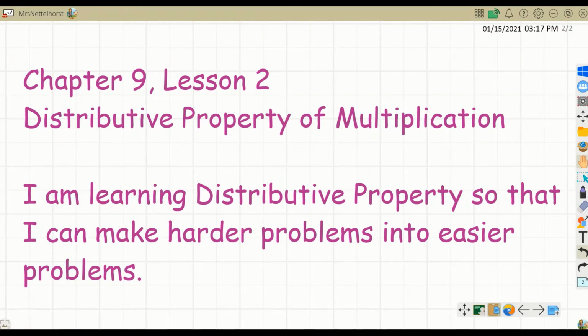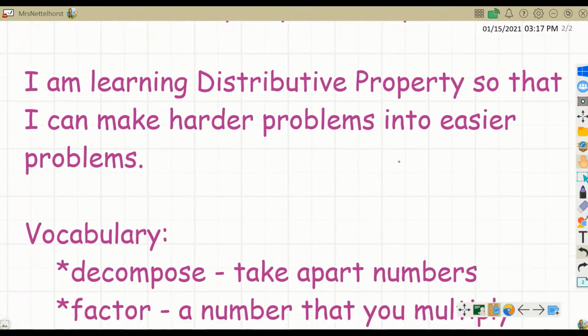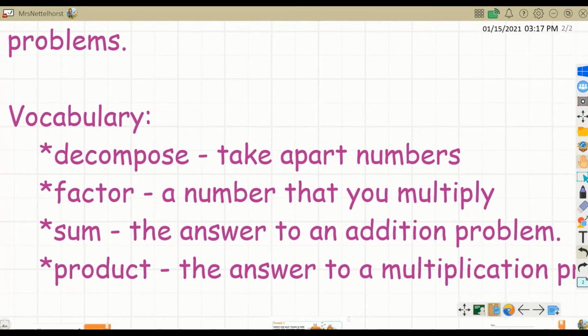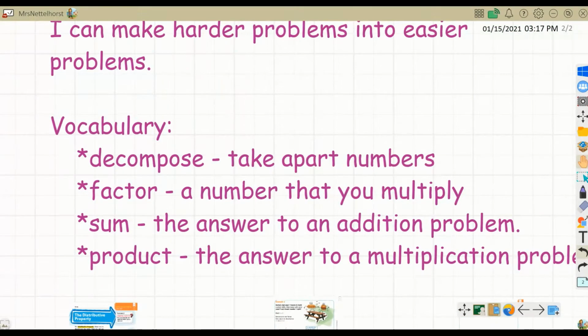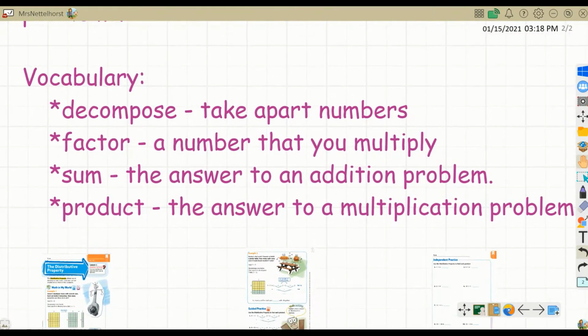So let's look at some vocabulary before we get started. I'm going to squish this down a little bit so that you can see the whole thing.